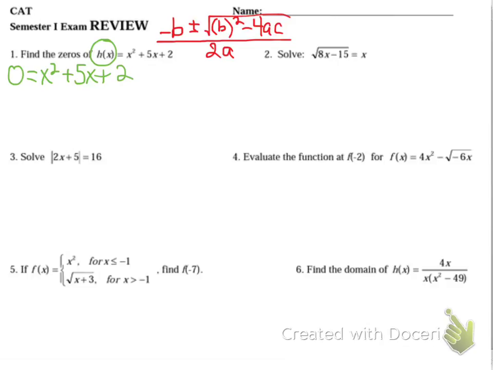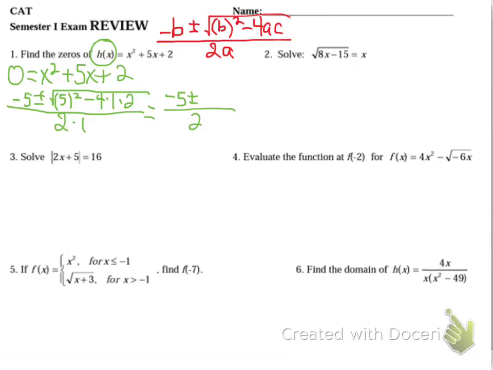Okay, so I'm going to plug in my values. Opposite of b, so negative 5 plus or minus the square root of b squared minus 4 times a times c, all over 2 times a. And when I do the math underneath the square root, I end up getting, let's see, 5 squared is 25, minus 8 will give me the square root of 17. This cannot be simplified, so that problem is done.